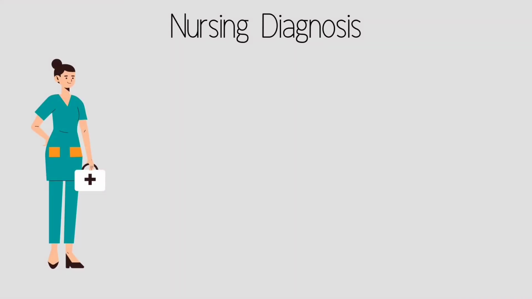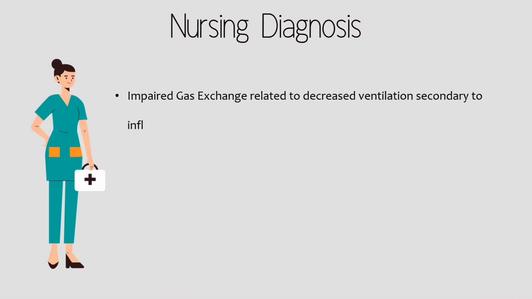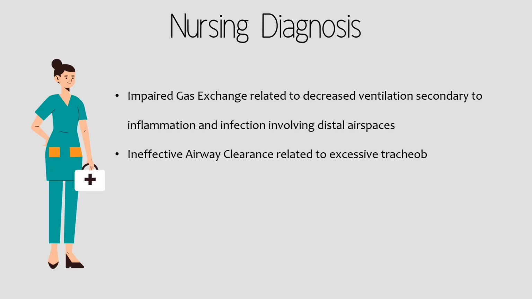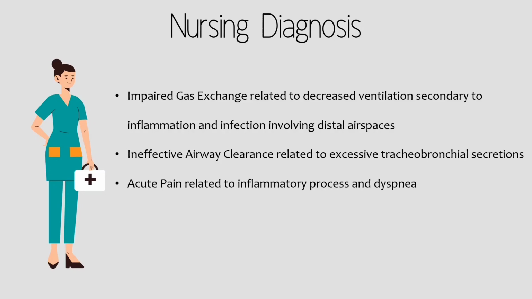For the nursing diagnosis, first we have impaired gas exchange related to decreased ventilation, secondary to inflammation and infection involving the distal air spaces. Ineffective airway clearance related to excessive tracheobronchial secretions. Another is acute pain related to inflammatory process and dyspnea. Lastly, the risk for injury secondary to complications.